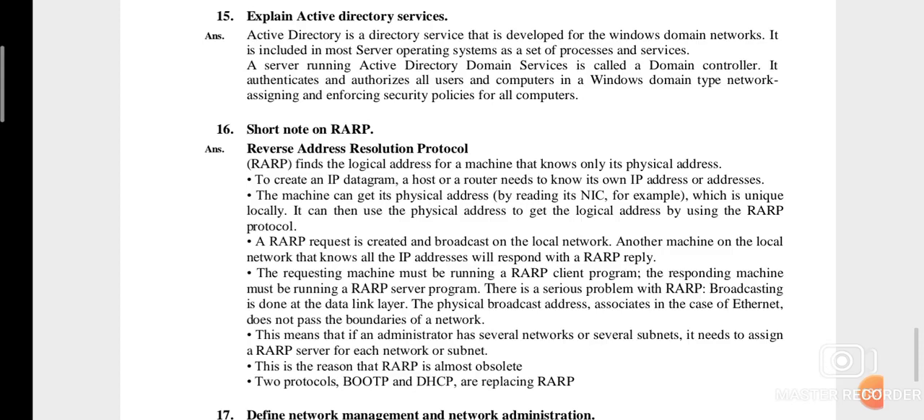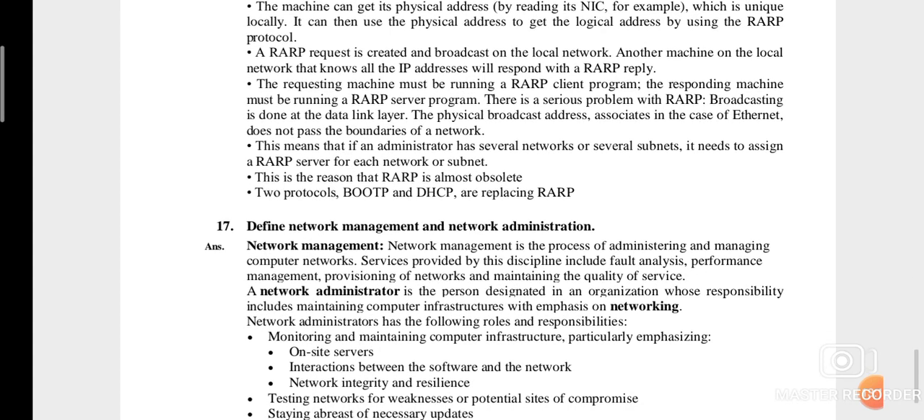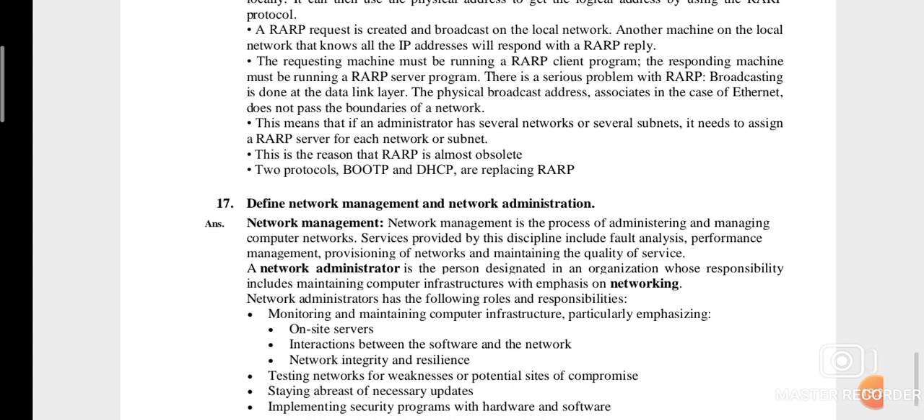Next, question number 17: define network management and network administration. Network management is the process of administrating and managing computer networks. Services provided by this discipline include fault analysis, performance management, provisioning of networks, and maintaining the quality of services.